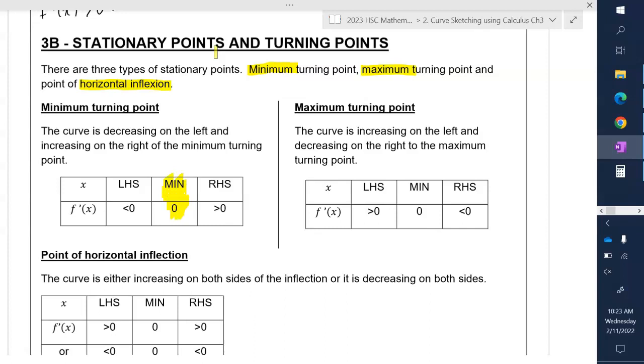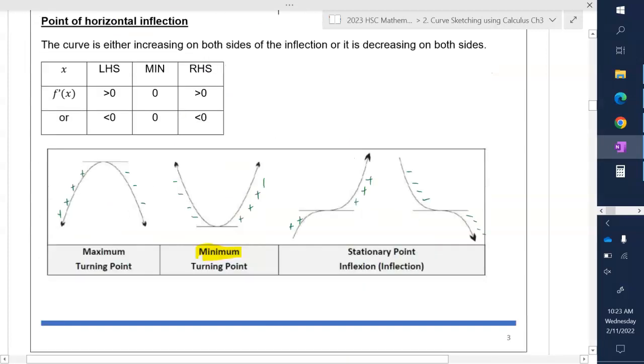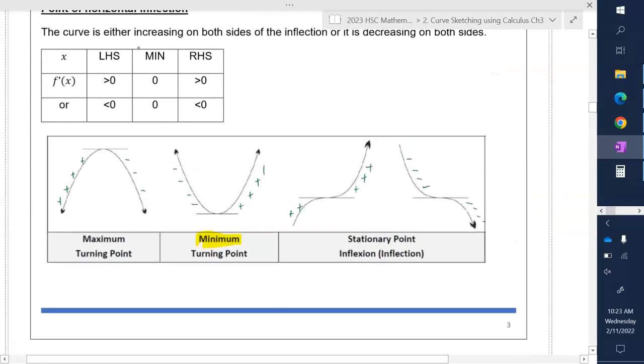That happens when our first derivative equals 0. Remember, when our gradient of the tangent is 0, that's what that's telling us. That's when our turning point happens. To the left of that point, our first derivative is less than 0, so our curve will slope in this direction. When we're to the right of the turning point, our curve will slope in this direction and our first derivative is greater than 0. Those parts are the things we looked at in our first section of the chapter in 3A. And that's what's happening down here with our minimum.